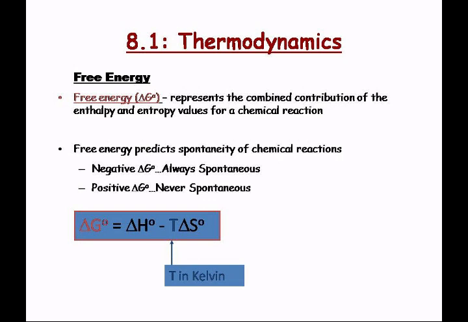So remember when we said exergonic and endergonic, right? If you've got a positive delta G, that's when you're endergonic. When you have a negative delta G, that's when you're exergonic. So you have to go back to the initial part of this discussion to connect those two. Okay, so in other words, if you've got a negative delta G, you're always spontaneous. If you have a positive delta G, you're never spontaneous.